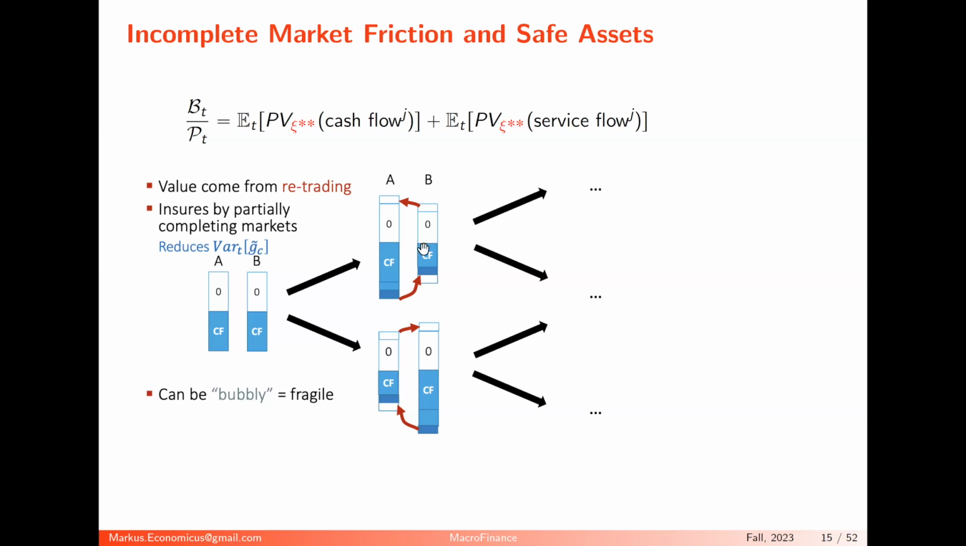Notice the safe asset here is this zero cash flow asset. So there are two assets. There's this asset which has no cash flows at all. If you do standard asset pricing, we say zero cash flow.